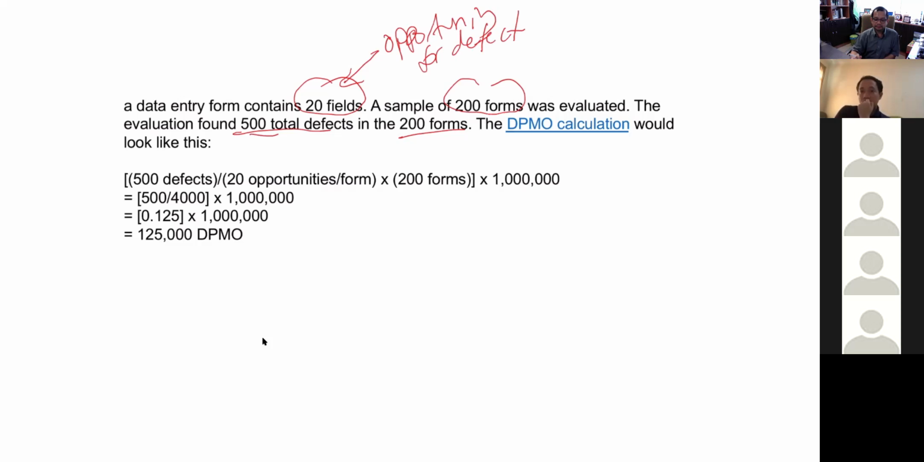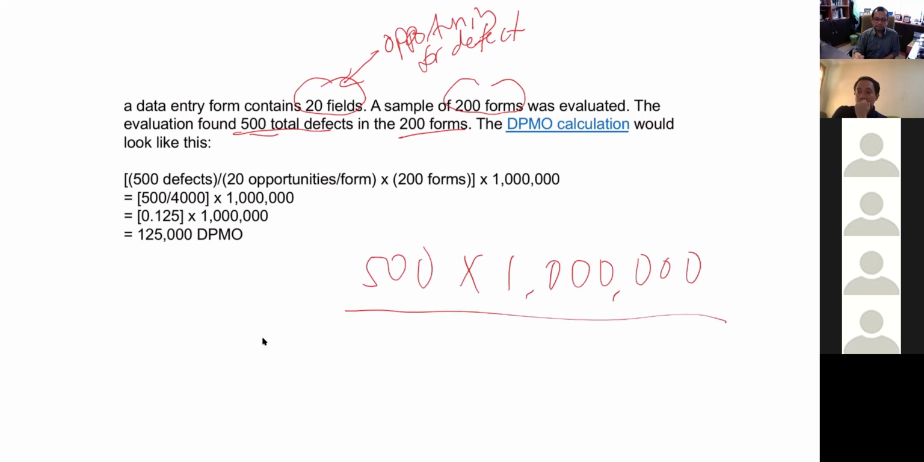So we calculate that based on that formula. 500 multiplied by 1 million, divided by opportunity for defect 20, multiplied by how many forms we have. So that's the answer.